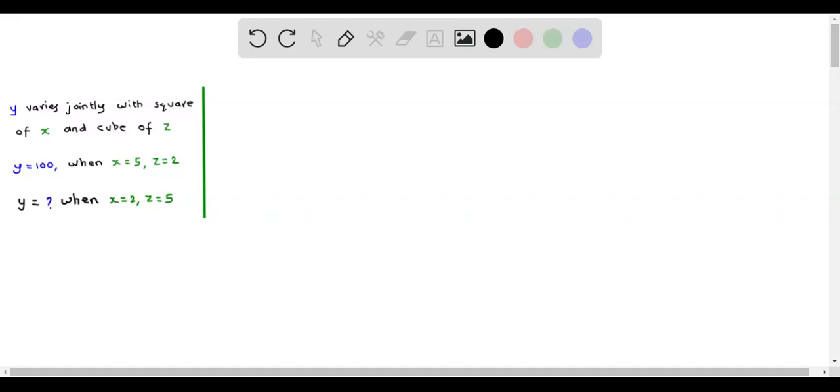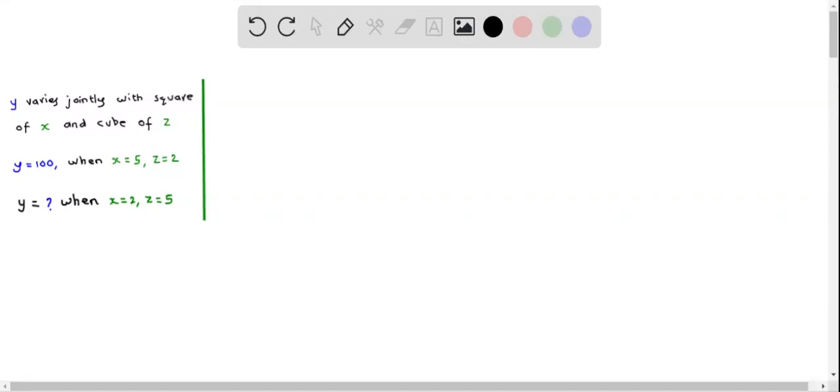Okay, here we have a joint variation problem. It is given that y varies jointly with the square of x and cube of z. So let's write this joint variation equation. So I write y varies jointly with the square of x, so I write square of x and cube of z. So I put z cube. So this is basically a joint variation equation.